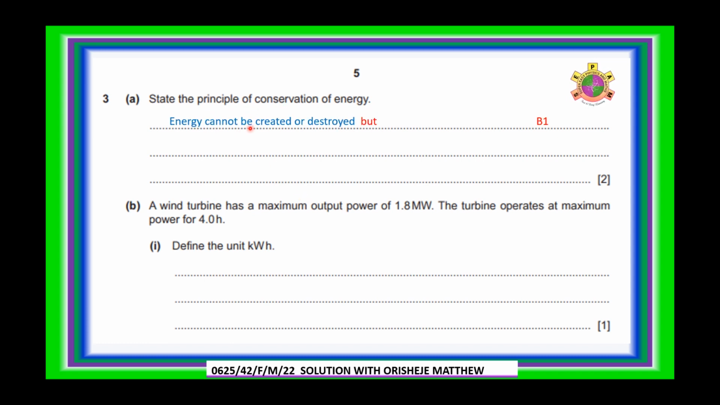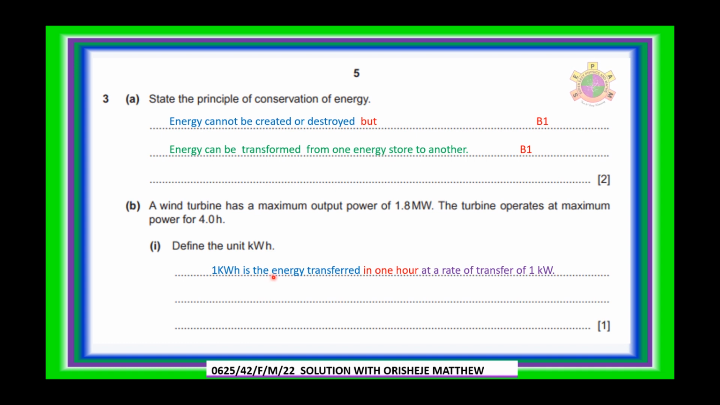A wind turbine has a maximum output power of 1.8 million watts. The turbine operates at a maximum power for 4 hours. Now, define the unit kilowatt hour. What is kilowatt hour? This is the energy transferred in 1 hour at the rate of 1 kilowatt. So this is just a critical thinking question. 1 kilowatt hour is the energy transferred in 1 hour at the rate of 1 kilowatt.